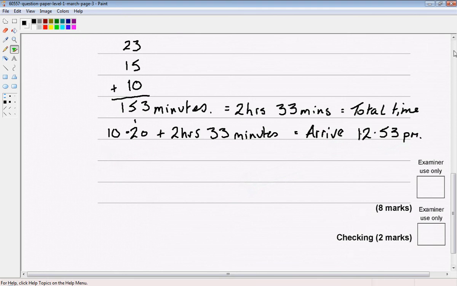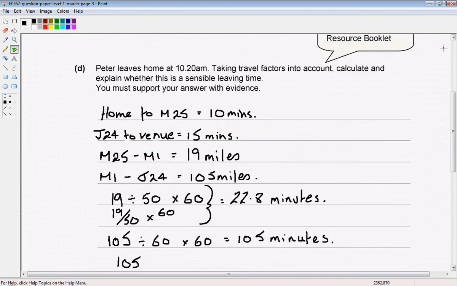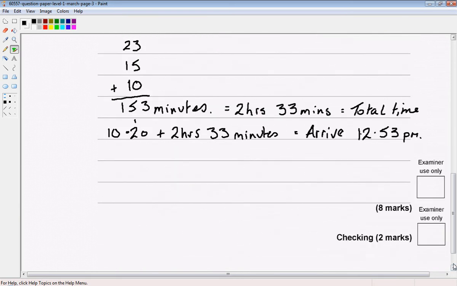So the question says here, explain whether this is a sensible answer. So I would suggest that this is not early enough to leave.